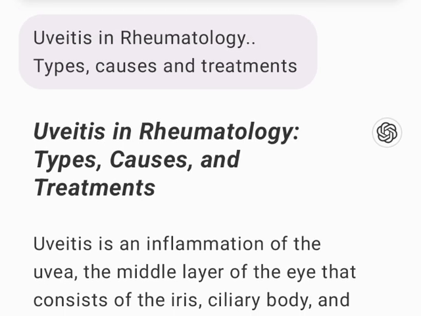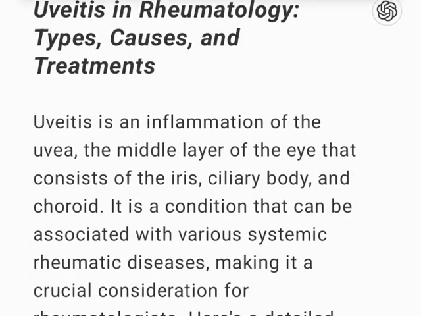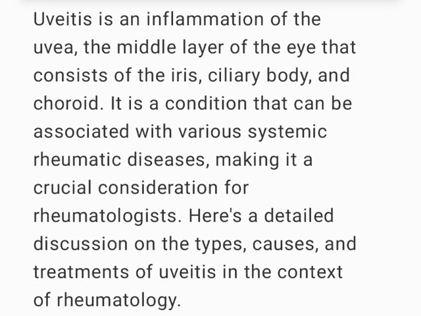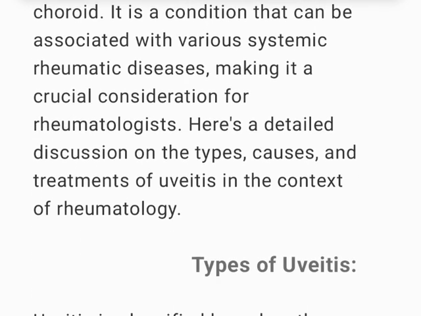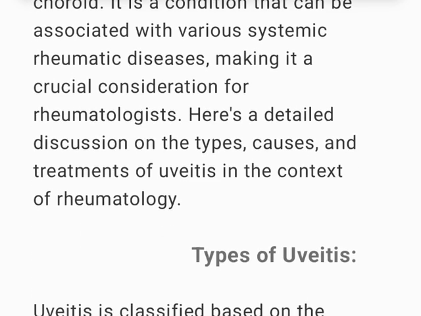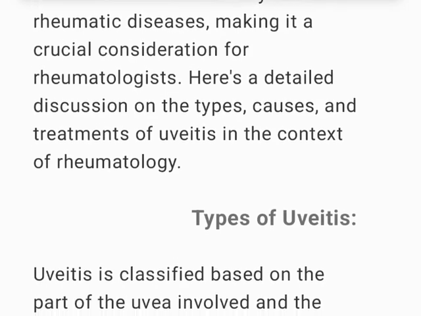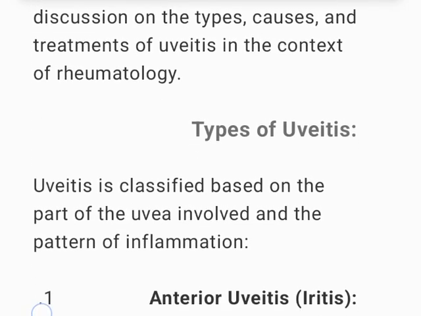Uveitis in rheumatology: types, causes, and treatments. Uveitis is an inflammation of the uvea, the middle layer of the eye that consists of the iris, ciliary body, and choroid. It is a condition that can be associated with various systemic rheumatic diseases, making it a crucial consideration for rheumatologists. Here's a detailed discussion on the types, causes, and treatments of uveitis in the context of rheumatology.